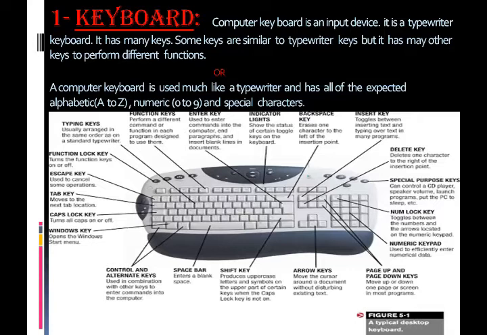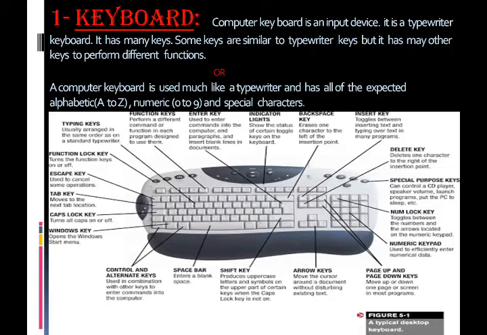Page up and page down keys move up or down a page on the screen in most programs. Numeric keypad is used to efficiently enter numerical data. Numlock key toggles between the numbers and the arrows located on the numeric keypad.